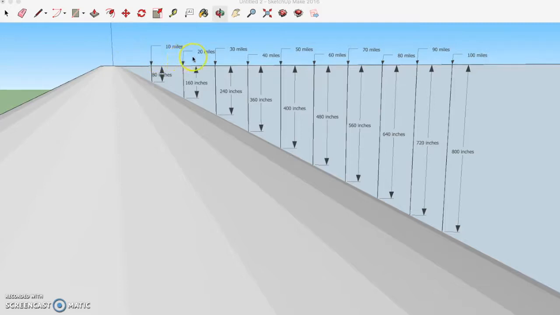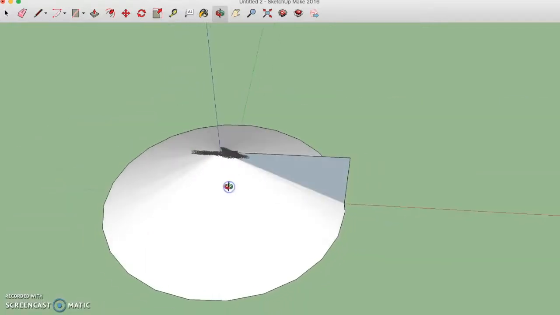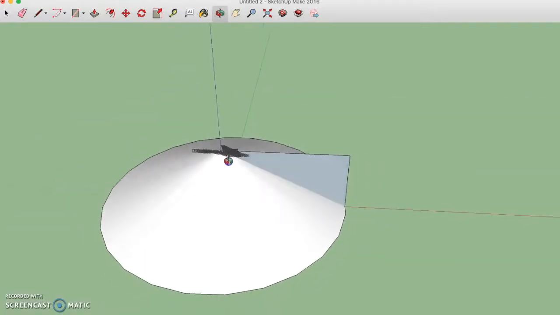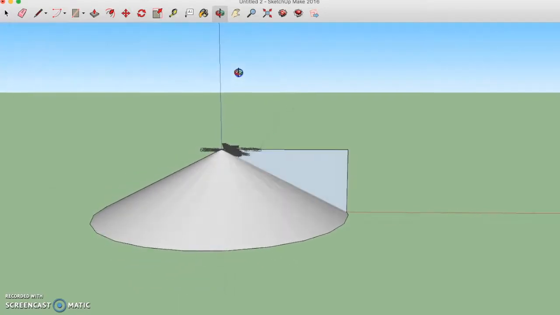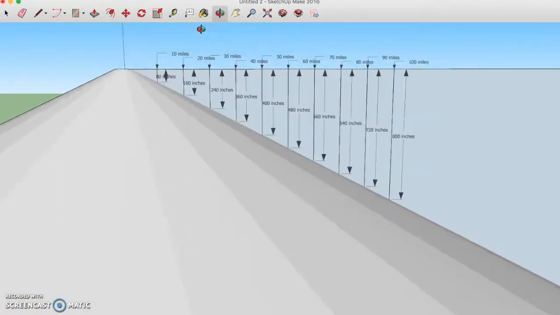So I have this marked out here, 10 miles, 20 miles, 30 miles. I go out 100 miles, and 8 inches per mile. So in the first 10 miles, that'd be 80 inches. And then 160 inches, 240 inches. You see how this creates a slope. Okay, 8 inches per mile creates a slope. And what you would actually be living on is a cone. If it's 8 inches per mile, you'd be living on a cone. All right? You see that?